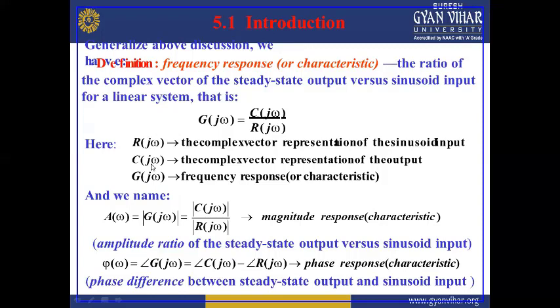And we can name this gain: the magnitude part of the gain G j omega is A omega, that is your magnitude response, the amplitude ratio of the steady state output versus the steady state input. The angle of the calculated G j omega will give me the phase difference between the steady state output and the sinusoid input, which is called the phase response or phase characteristic.